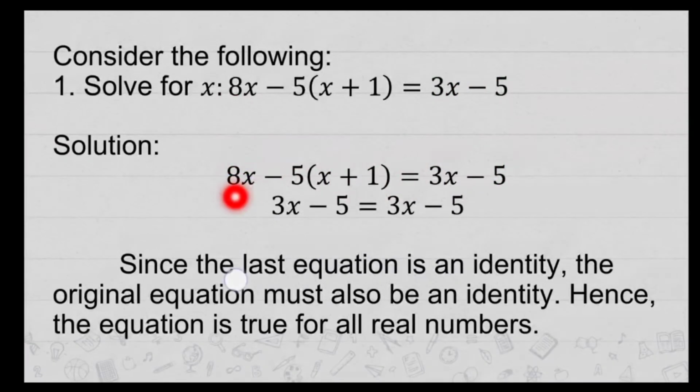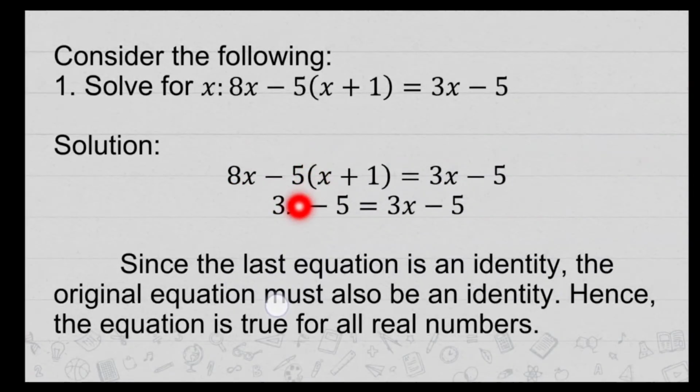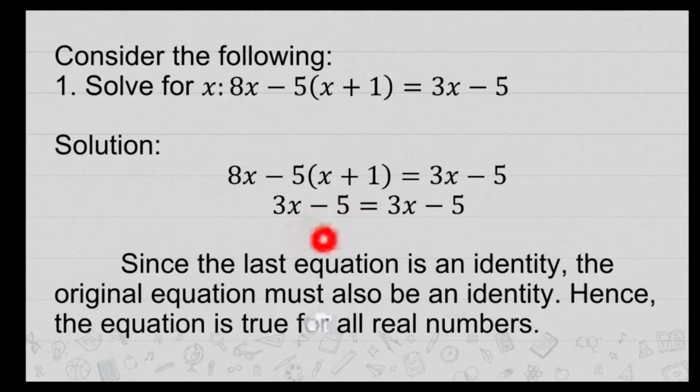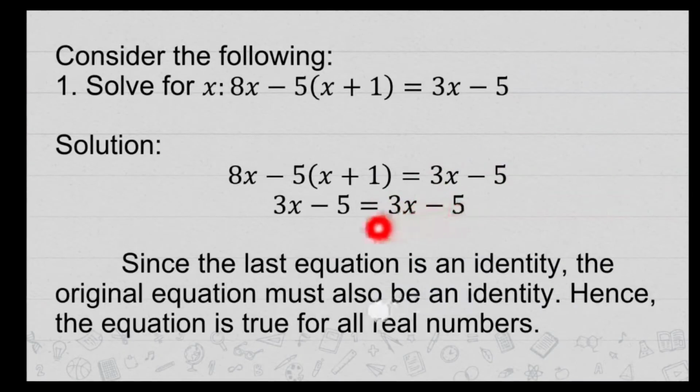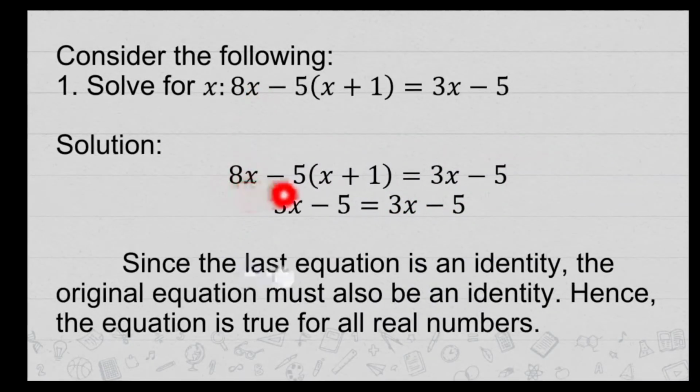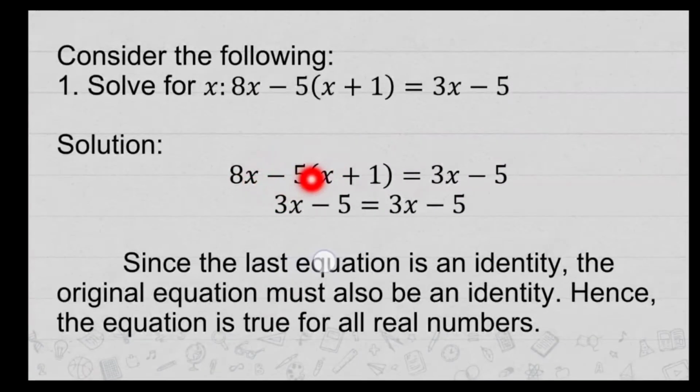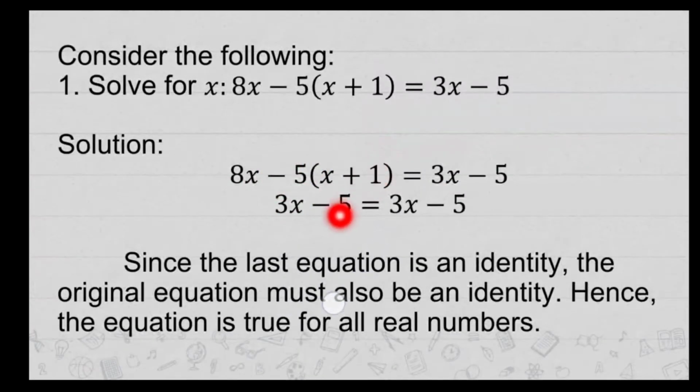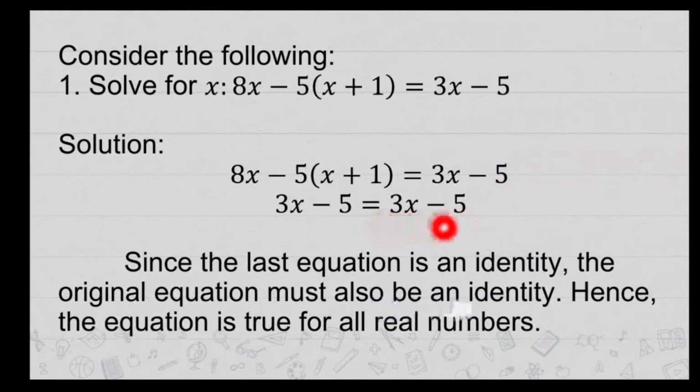So when we simplify, 8x minus 5x is 3x. Then negative 5 times 1 is negative 5. Then copy 3x minus 5 on the right side. Again, copy 8x, minus 5 times x is 5x. So 8x minus 5x is 3x. Then negative 5 times 1 is negative 5. Then copy 3x minus 5 on the right side.